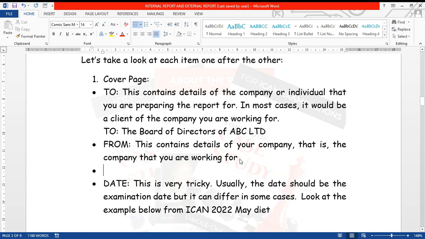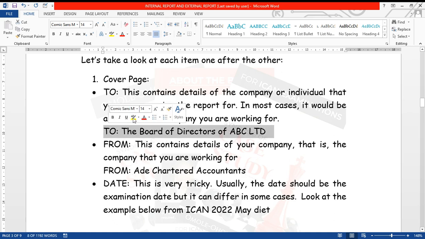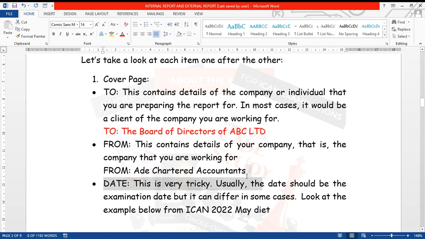Then from, let's say you're working for Ade Chartered Accountant. So let's highlight this. Let's use red so that we would know what we are actually working with. So you have your two, the company that you are writing to: the board of directors of ABC Limited. And from, the company that you are working for, Ade Chartered Accountant.